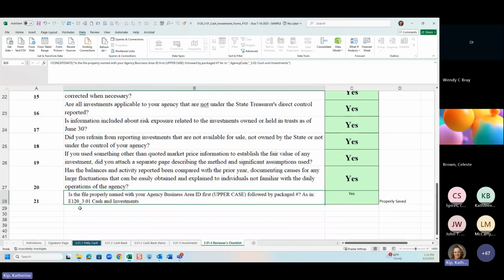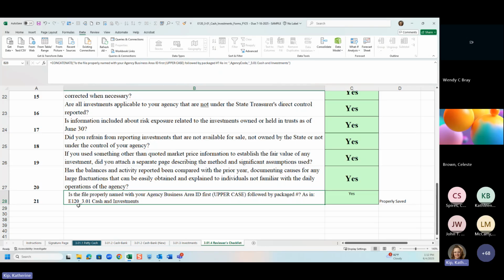So we are E120. You want to save it where E120 is the very first section of the name. So when it comes in, we know this is E120's 3.1 cash and investments file. Probably this started about 4 or 5 years ago.